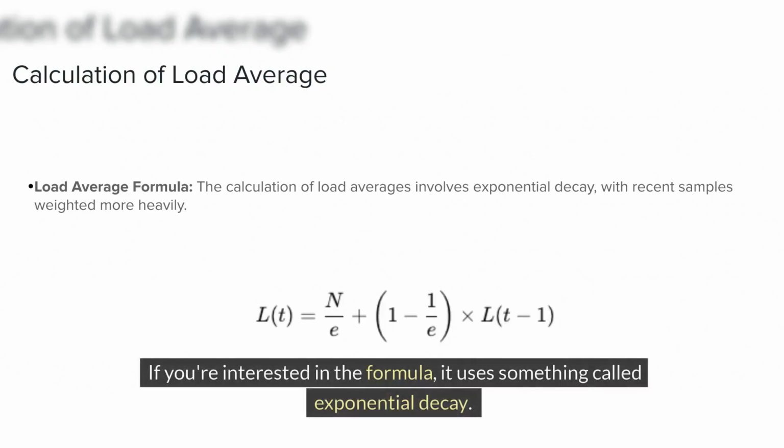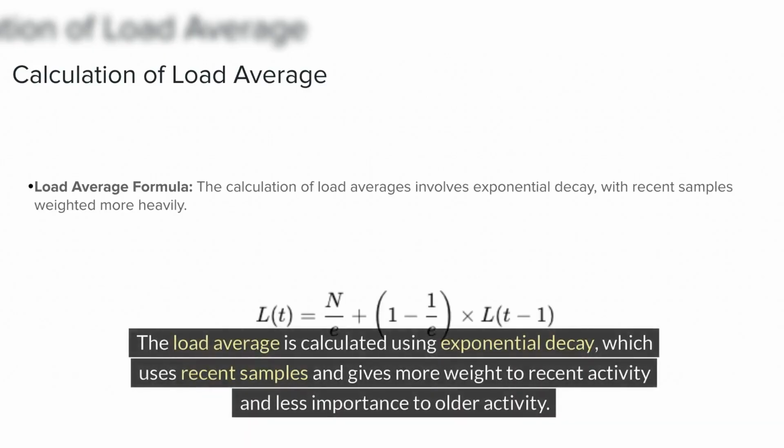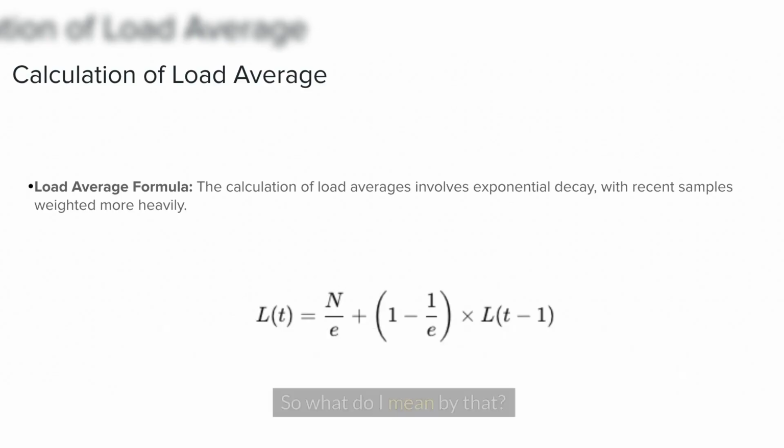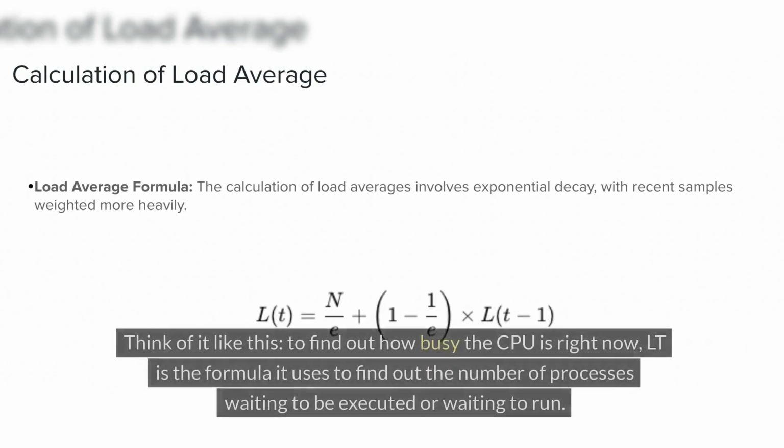If you're interested in the formula, it uses something called exponential decay. The load average is calculated using exponential decay, which uses recent samples and gives more weight to recent activity and less importance to older activity. So what do I mean by that? Think of it like this.